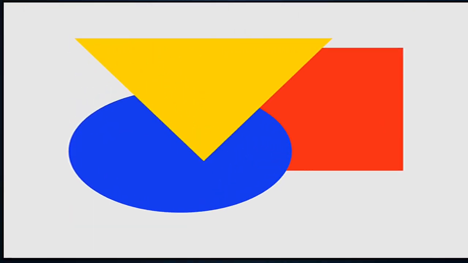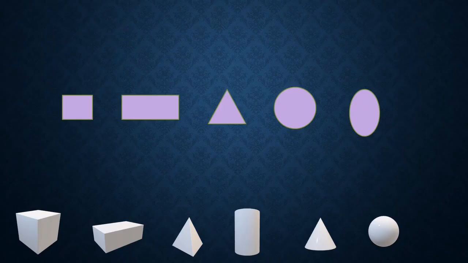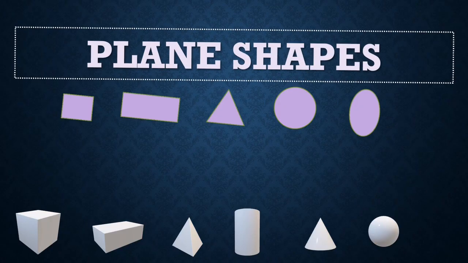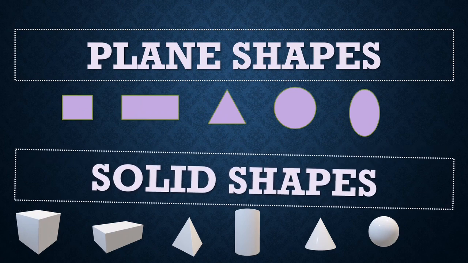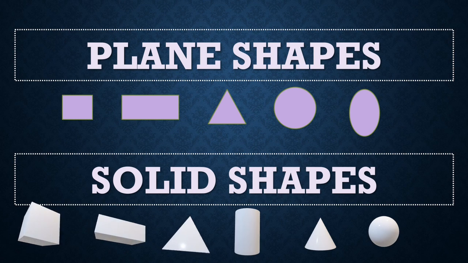Let's learn about shapes. There are two types of shapes, plane shapes and solid shapes. So in this video, we are going to learn about these shapes here.